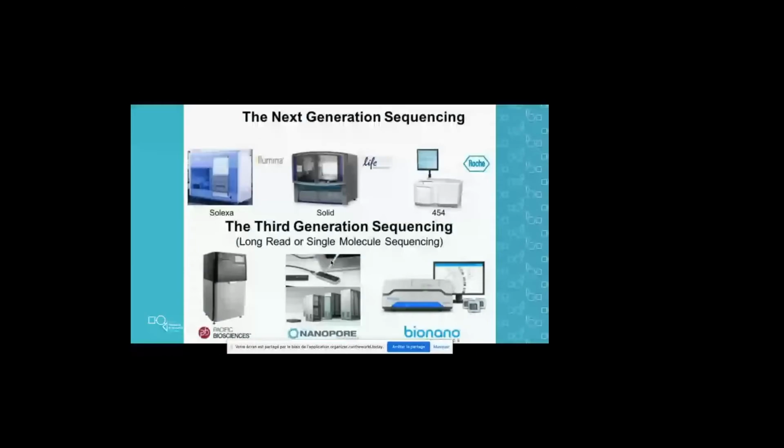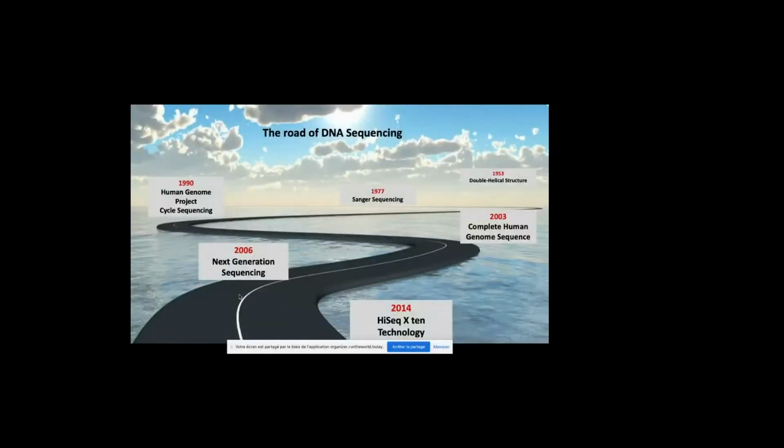So since that time, since 2006, competition has reached its peak between companies to offer the best. And the third generation of sequencing machines was set up, which is based on other sequencing principles, like, for example, here, Pacific Bioscience, which uses the nanopore technology and offers long reads sequencing. And of course, those are helpful for other applications.